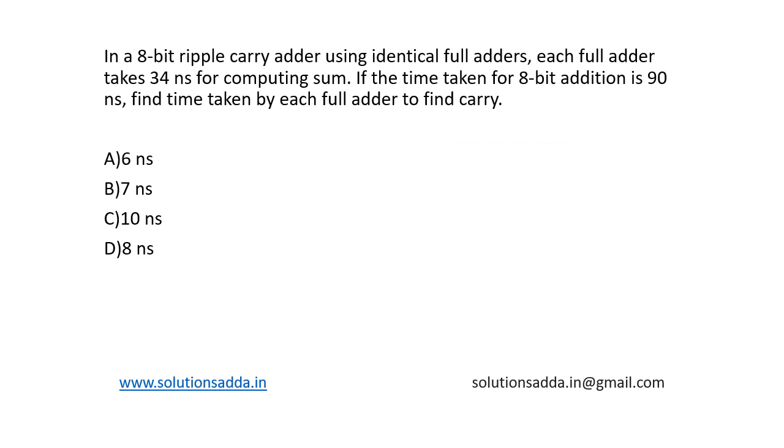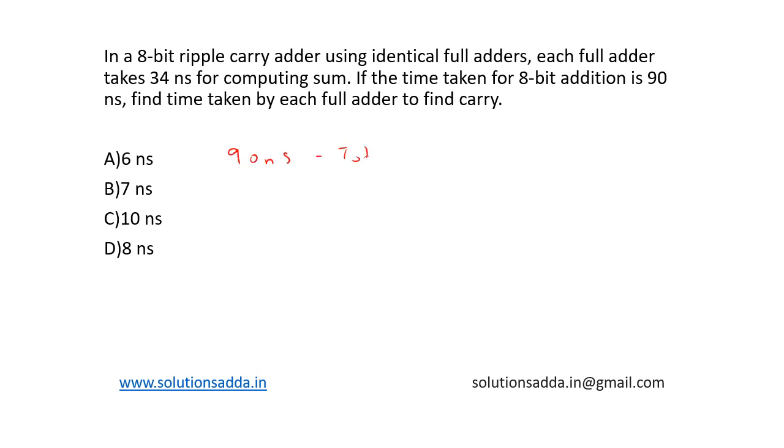This is a previous year ISRO question. In an 8-bit ripple carry adder using identical full adders, each full adder takes 34 nanoseconds to compute the sum. If the time taken for 8-bit addition is 90 nanoseconds, find the total time taken by each full adder to find the carry. So the total time to calculate is given as 90 nanoseconds.